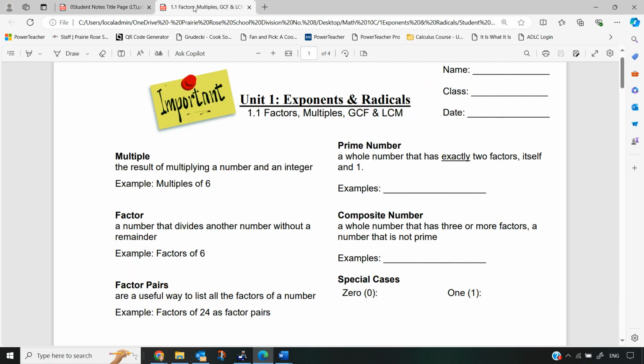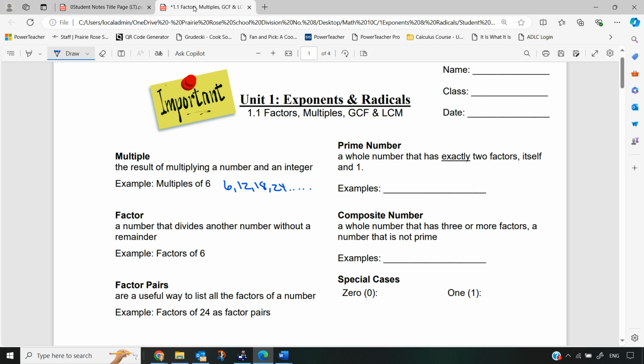All right, so first of all, let's talk about the difference between a factor and a multiple. When we're talking about a multiple, we're talking about a number that's getting bigger. So I always say when we talk about multiple, we think multiply. If we want to talk about the multiples of 6, those are all the numbers that 6 goes into. So our multiples of 6 would be 6, 12, 18, 24, and so on. So 6 times 1 is 6, 6 times 2 is 12, and so on. When we have a multiple, that's the result of multiplying a number and an integer.